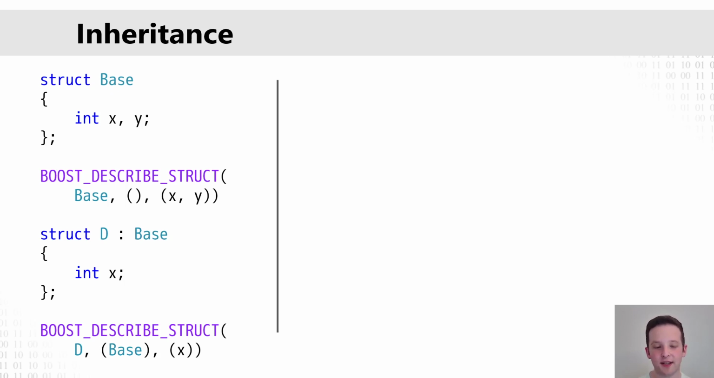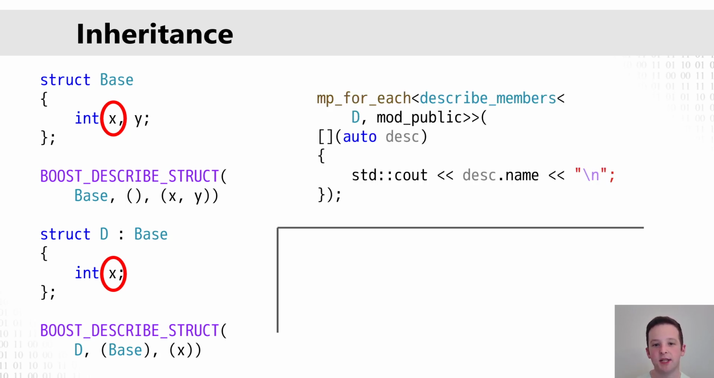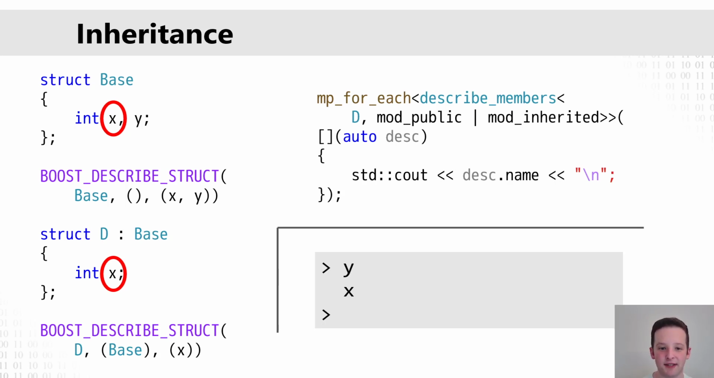One thing you might notice though, base and D both have a member X, and that'll come up in just a minute. So again, when I'm using my describe members type list, I'm querying it with just mod public on D. Well, it only gives me the members of D. It doesn't give me any of the members of the base classes of D, just D. But if I want the members of the base classes, well, that flexibility is there as well. So to do that, I use mod inherited.